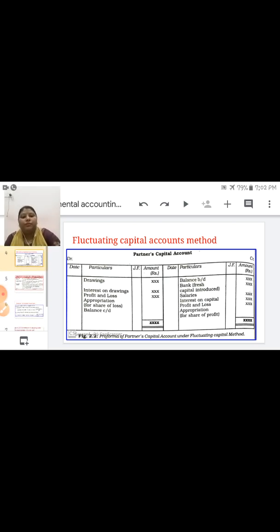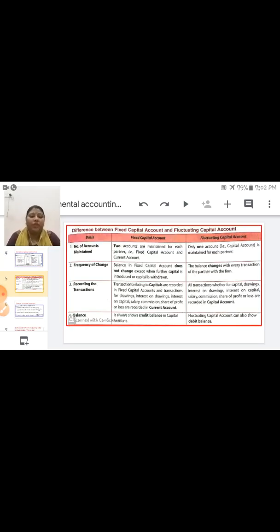Let us do the difference between fixed capital account and fluctuating capital account. First is the number of accounts maintained. We already studied the number of accounts maintained in fixed capital account. How many accounts are maintained? 2. In fixed capital account you have to maintain 2 accounts. First is partners capital account, second is partners current account.